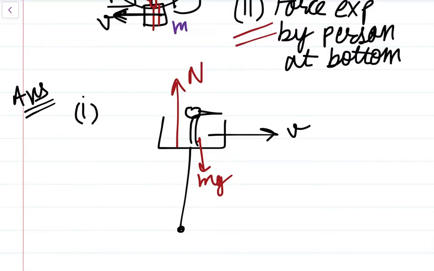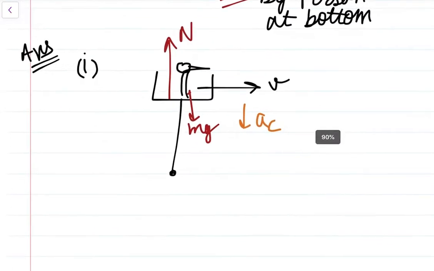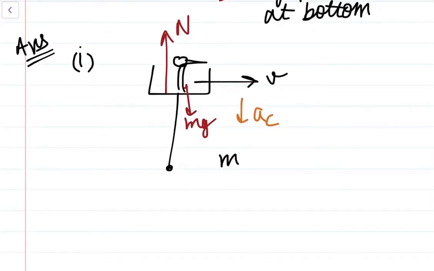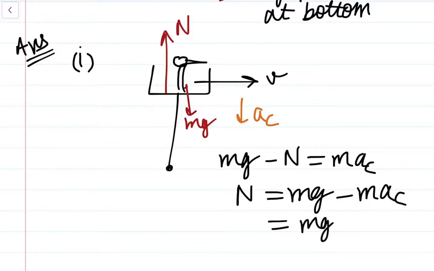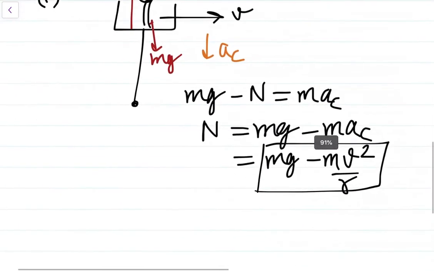We also know that a particle experiences centripetal acceleration AC, and due to this I already told that it will experience a centripetal force, m into AC, in towards the center. So by basic Newton's laws of motion we can write mg minus N is equal to m into AC. So the normal reaction will come out to be mg minus m into AC, and we all know AC is velocity squared by r, so it will be mg minus mv squared by r.